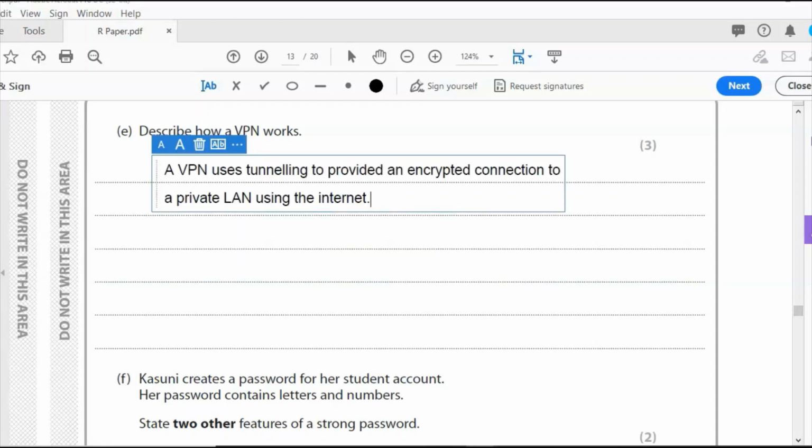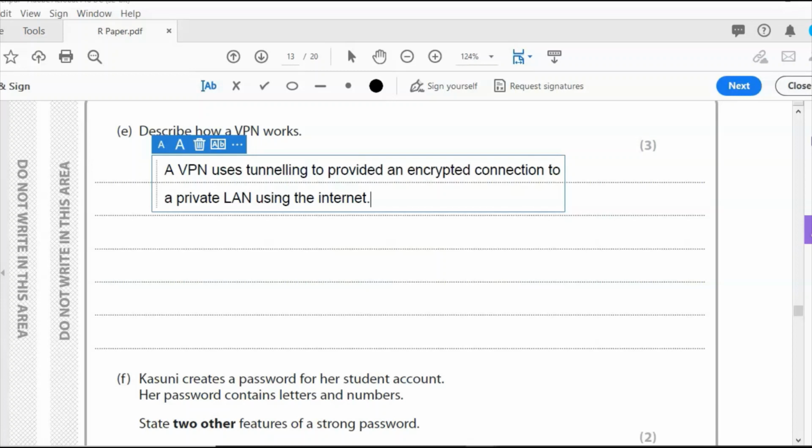Now, a VPN uses tunneling. You need to use that word tunneling. So it's like creating a tunnel that cannot be accessed by anyone else, so it's secure, a tunnel to provide an encrypted connection to a private LAN using the internet. So think of the VPN as being like a tunnel, a secure tunnel, and cannot be intercepted, cannot be misread by other people. It's a secure connection using the internet. So it's connection to a private LAN using the internet. So that is the answer. You need to provide a technical response there. So you don't need to provide answers about accessing geo-restricted content.